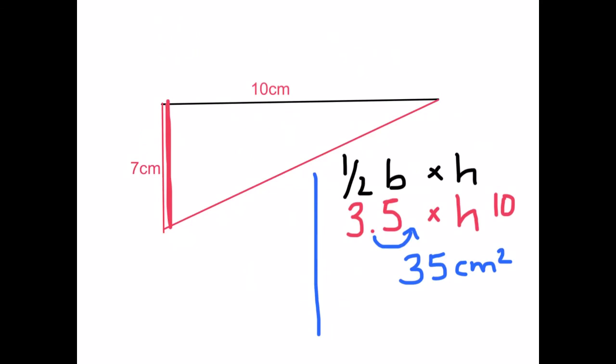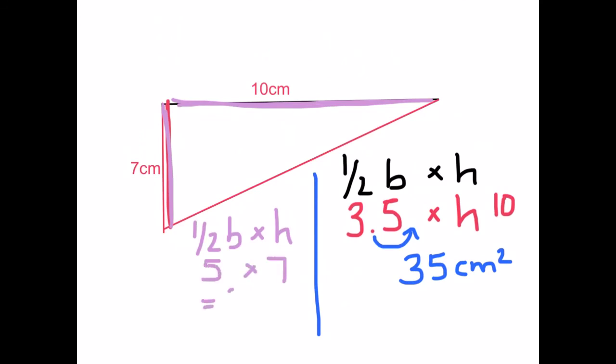Alternatively, if I were to rotate my triangle around and use my 10 centimeters as my base and my 7 centimeters as my height, we can still use the same equation. So half my base times my height. If I use my 10 for my base, half of that would be 5, my height would be 7, and I would still get 35 centimeters squared.